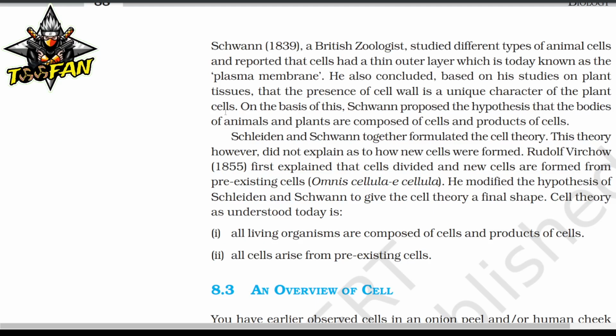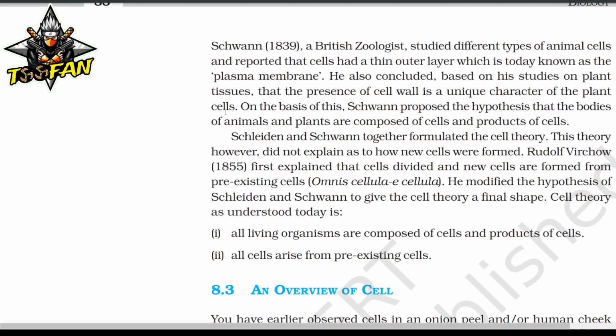He also concluded, based on his studies on plant tissue, that the presence of a cell wall is a unique character of the plant cells. On the basis of this, Schwann proposed the hypothesis that the bodies of animals and plants are composed of cells and products of cells. Schleiden and Schwann together formulated the cell theory. This theory, however, did not explain how new cells are formed.